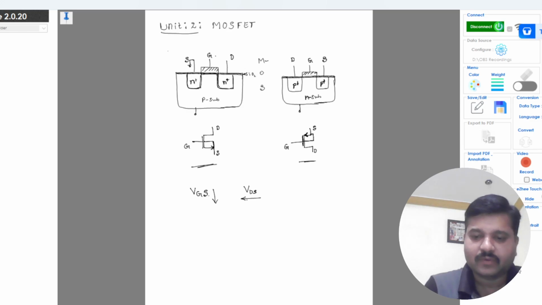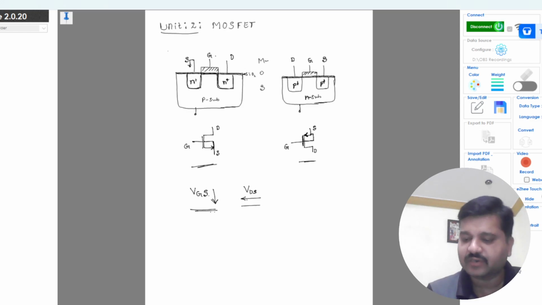From the drain terminal to the source potential, and the gate to source potential, which is a vertical potential compared to the drain to source potential. Fine, and here with respect to the vertical potential, there are three different regions of operation, and with respect to the horizontal potential or horizontal electric field, there are three different regions of operation. So first we will discuss the vertical potential, or the gate voltage.